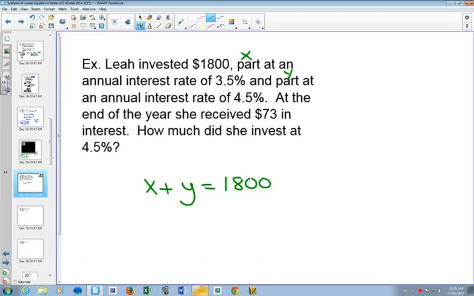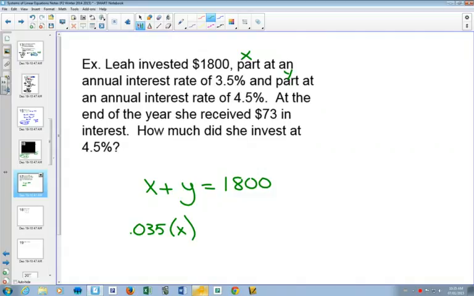Now, she gets 3.5% interest. So the first thing you have to ask yourself is, do you know how to calculate percentages? And if someone said 3.5% of something, how do we figure that out? Well, by multiplying it. So if this x, this part, gained 3.5%, the amount of money you would make would be 0.035 times whatever that x is. That's how much interest you would make from that part.